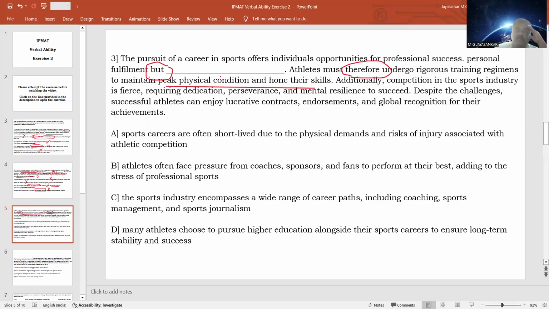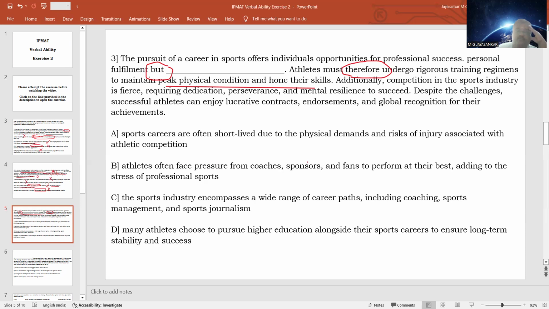So this but should be something about the physical condition because the next sentence says that because of this, athletes must be physically very fit in order to excel. So we have to find a statement that talks about a physical problem or what can cause a problem in your success. Because the first sentence is that a career in sports can give you a lot of opportunities to succeed, but there is a problem, and because of that problem, you have to be in top physical condition. So this problem should be something concerning the physical condition. You only have to find an answer that talks about the physical condition, and your answer will be very clear.